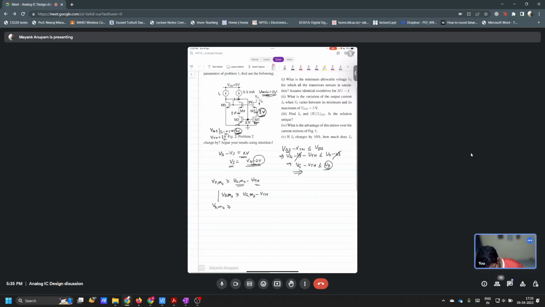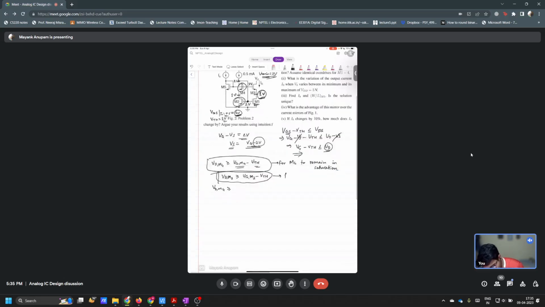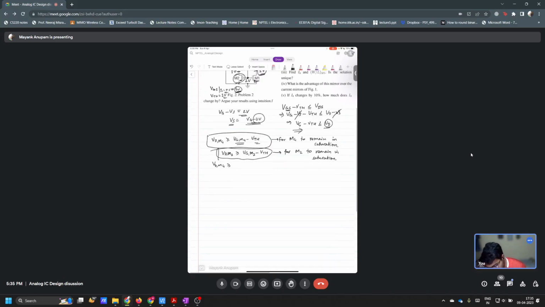This is for this transistor M4, and this is for this transistor M2. This is for M4 to remain in saturation, and this is for M2 to remain in saturation, okay?